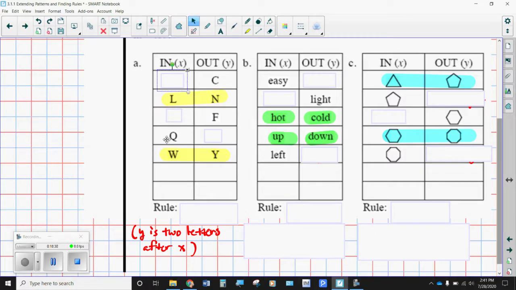So that means this one had to be an A, because A, B, C. 2 letters before F would be D, and 2 letters after Q would be S. Okay.